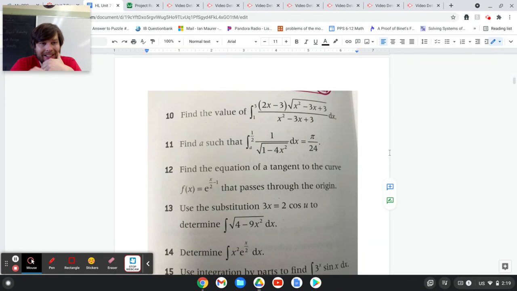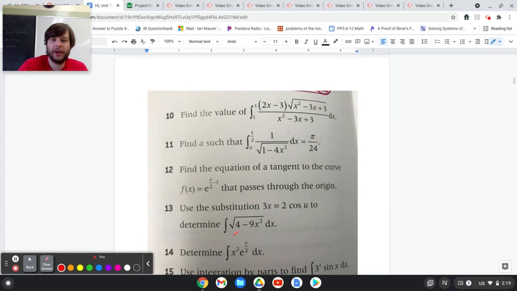So problem 10, not trig sub. It's a u substitution because when I look at problem 10, I can see u and u prime. So I know that u substitution is going to work there.